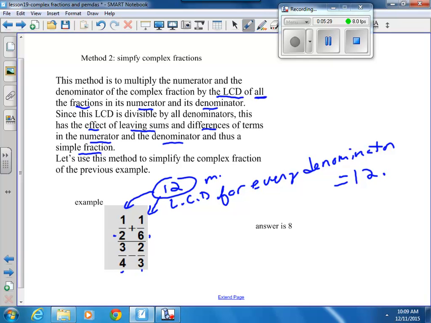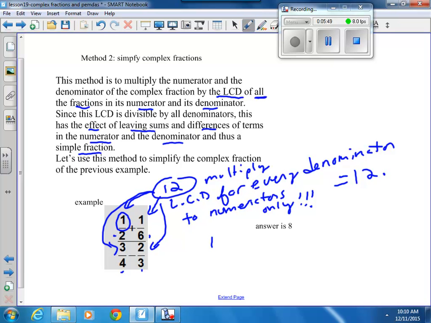So note to self, multiply the LCD to numerators only. And poof, it's all going to clean up, I promise. All right, let's see how that works. Got to do some mental math, or you can write something out. 12 times 1 is 12, but 12 on top of 2 cleans up to be 6. 12 times 1 is 12, but 12 on top of 6 cleans up to be 2. So after all that, you're left with 6 plus 2 on top.